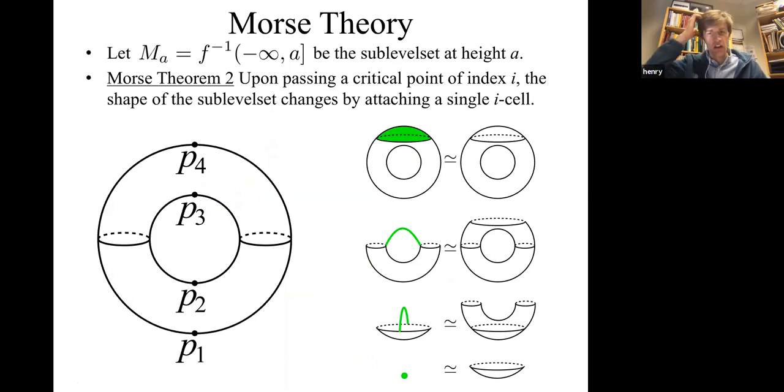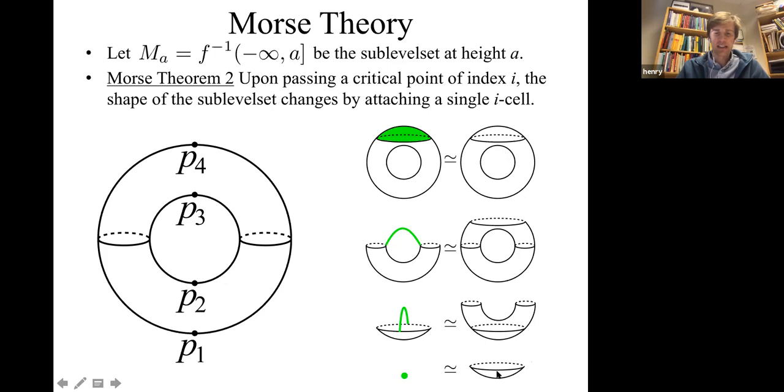Here's another version of this. So we have our torus again with the height function. Our critical points are P1, P2, P3, and P4. They have index 0, 1, 1, and 2 because they're minima, saddle points, and maxima. And as you can see, as we sweep the height up, our sublevel sets look like this disk, and then the macaroni, and then almost a complete torus, and then finally a torus. And to get from one sublevel set to the next, after passing a critical point of the various indices, you glue on a cell of that dimension.